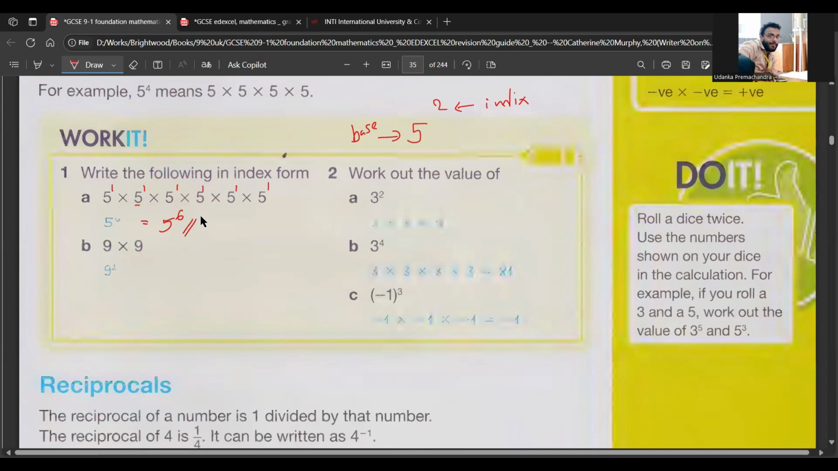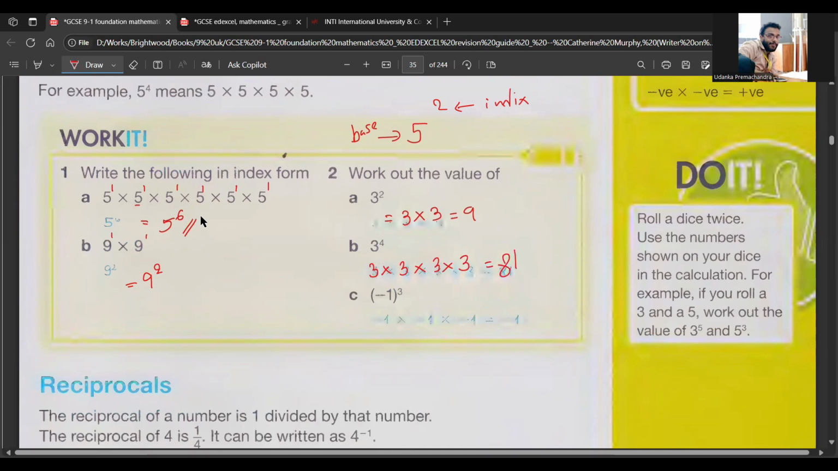You remember, no? Here, actually, if there is no index mentioned, it should be 1. Here 1 plus 1, it is 9 to the power 2. Here, 3 to the power 2. How to get the answer? 3 to the power 2? 3 times 3. It is 9. Yes. 3 to the power 4 means 3 times 3 times 3 times 3. That's 81.